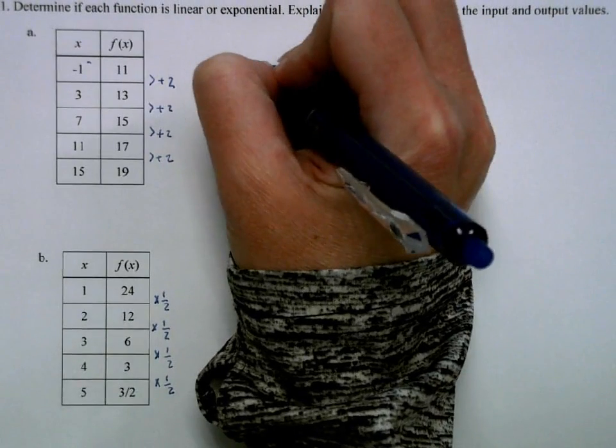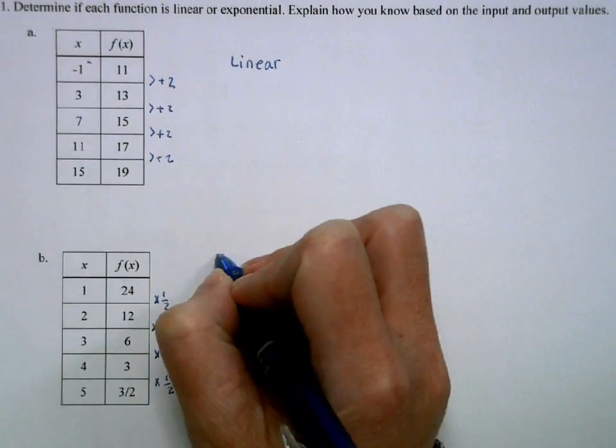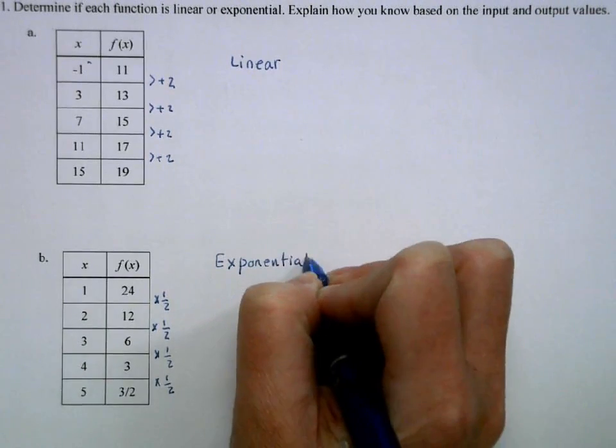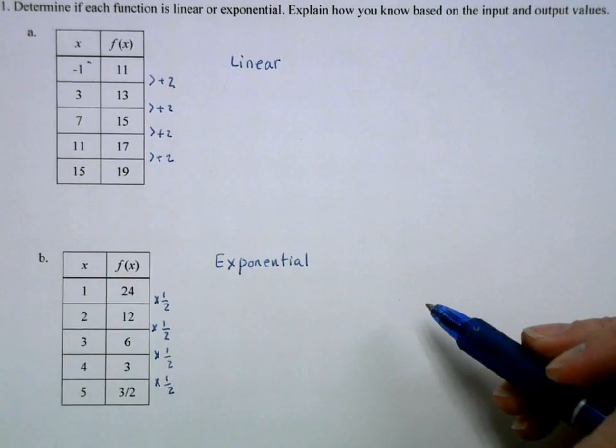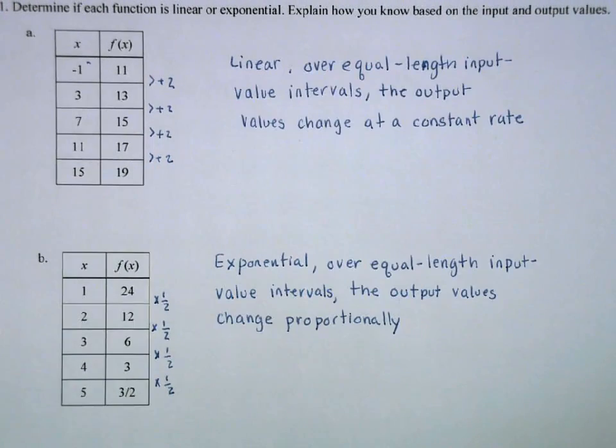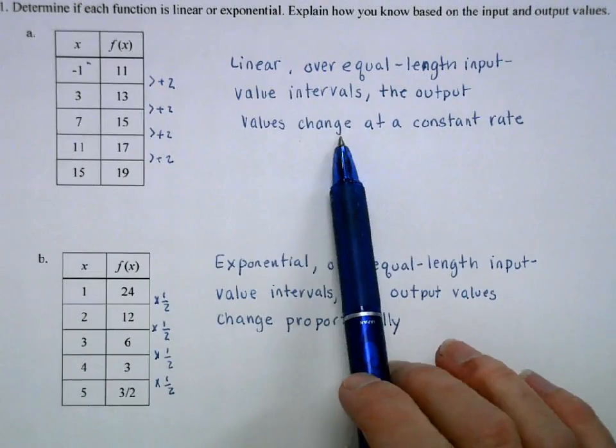And then we're going to write the justification using the relationship between the input values and the output values. So our explanations start off the same. They both start over equal length input value intervals. The change is here. The output values change at a constant rate versus the output values change proportionally.